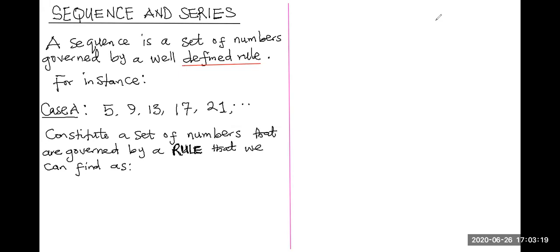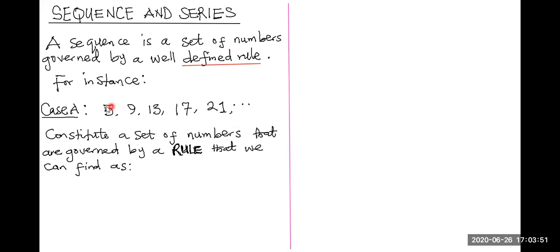So, how do we find the rule that is governing these numbers? Okay, when you study these numbers very well, you discover that the first one began with 5. You will need to add 4 to the first one to get 9, the second one. And also, if you add 4 again to the second one, you will get 13. So what does it tell us? And you can keep on doing that till you get to wherever you want to stop.